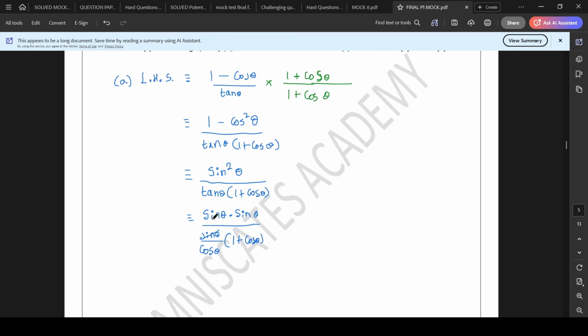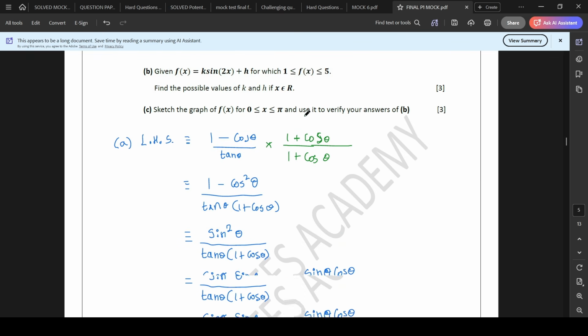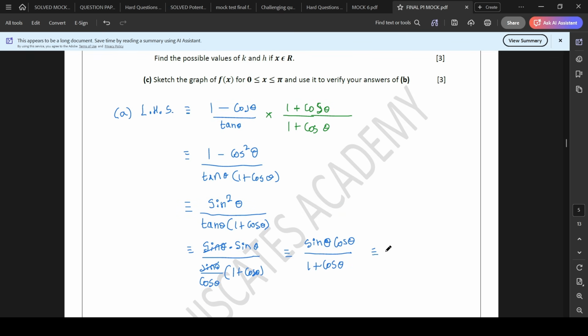Now this sine theta and this sine theta will go out and this cos theta will go up. And this is the same as your right hand side, that is sine theta cos theta divided by 1 plus cos theta. Yes, this is exactly what I wanted, and this is my RHS. So I am done with my proof over here. Moving on to part B.